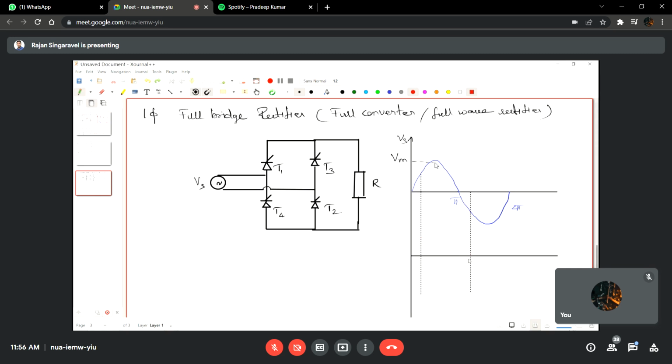Then, sorry, this is wrong, right? I should complete it here. And from pi to pi plus alpha, this is called pi plus alpha, and this is alpha. And from pi plus alpha to, once again, 2 pi, there will be output voltage. So the waveforms are not proper, so try to understand it clearly.